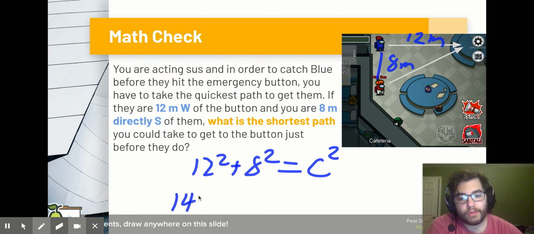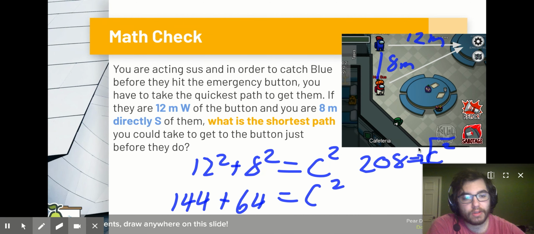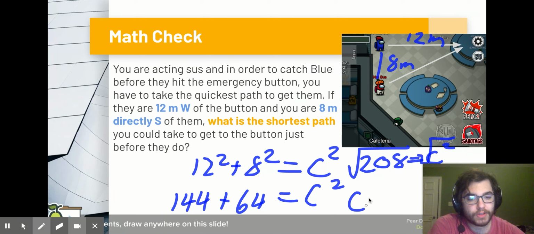So 144 plus 64 is equal to c squared, of course, so 208 is equal to c squared. Square root of that gives us an answer of 14.4, I believe. Yes, 14.4. So c is equal to 14.4 meters. All right. I think that's just about it.